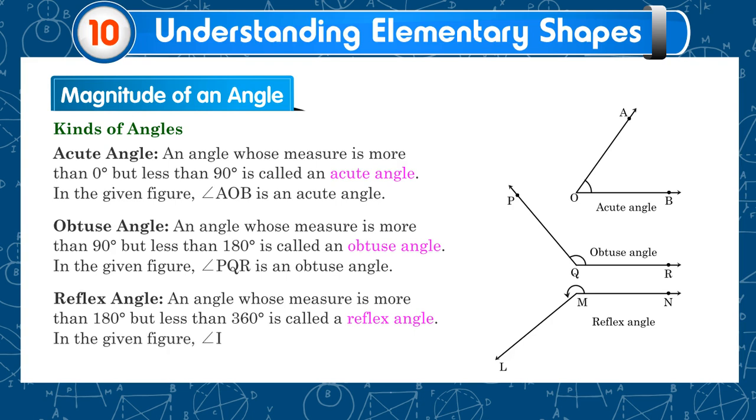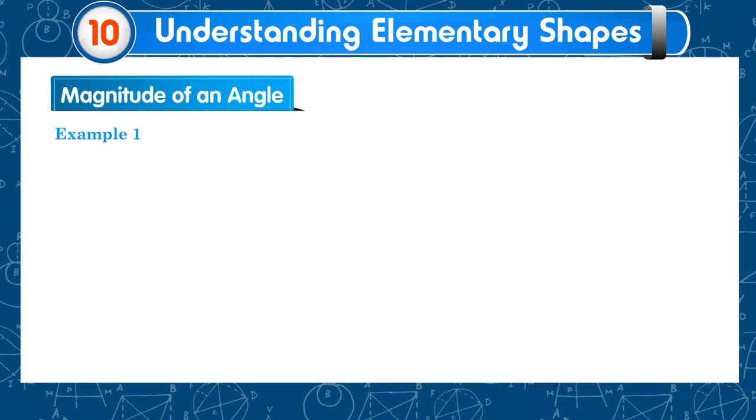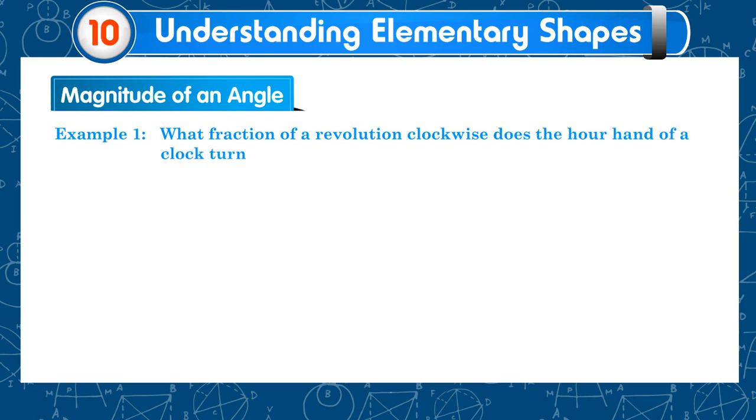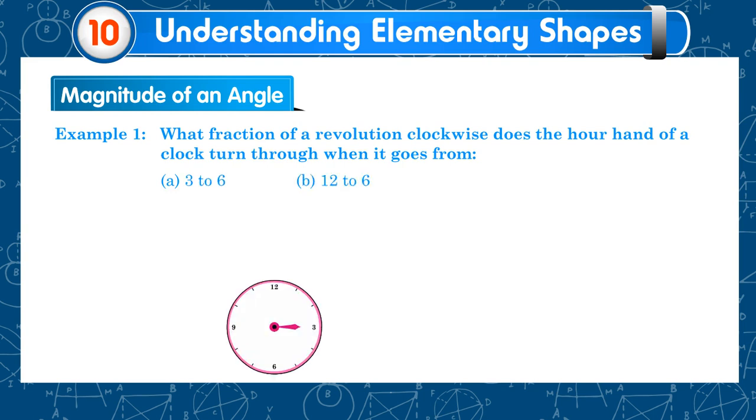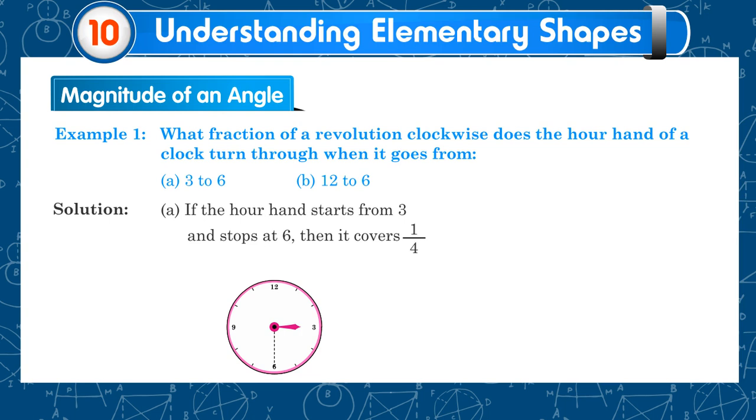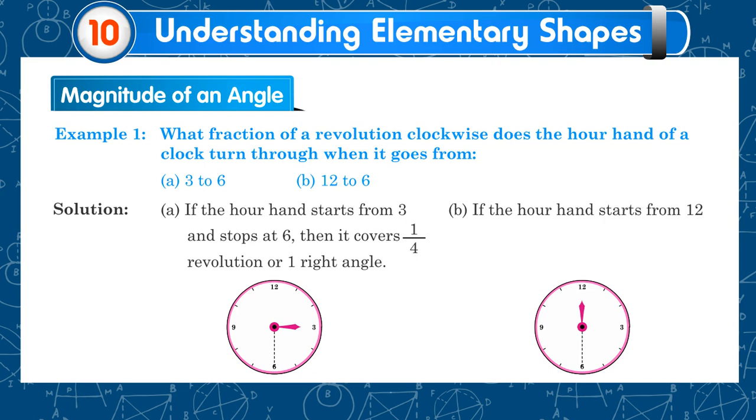Example 1. What fraction of a revolution clockwise does the hour hand of a clock turn through when it goes from A. 3 to 6, B. 12 to 6? Solution. A. If the hour hand starts from 3 and stops at 6, then it covers 1/4 revolution or 1 right angle. B. If the hour hand starts from 12 and stops at 6, then it covers 1/2 revolution or 2 right angles.